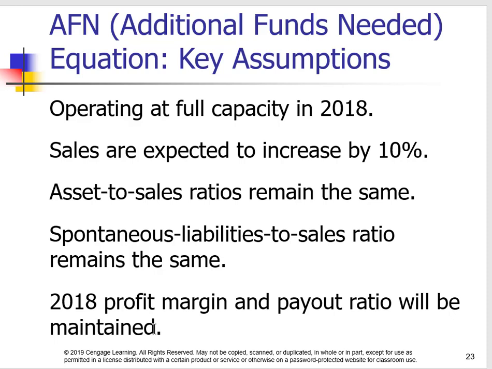So what are the assumptions? We need to assume full capacity. So any increase in sales may have an increase in assets. So if assets to sales ratios stay the same, if sales go up, assets go up. Likewise, with spontaneous liability to sales, we need to assume that that's going to stay the same. Now, the 2018 profit margin and the payout ratio, we can also assume that it's maintained, or, of course, we can make changes to that.